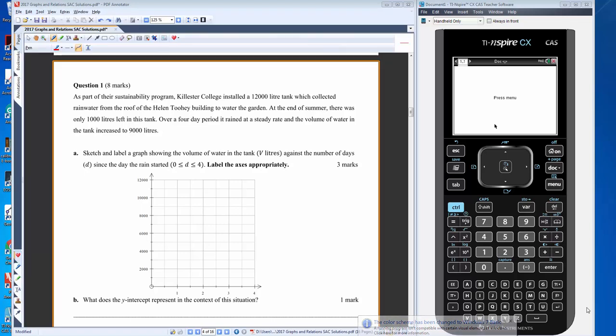These are the solutions to the 2017 Graphs and Relations SAC. So without further ado, let's get stuck into them.